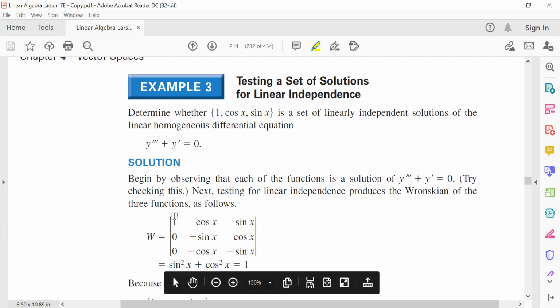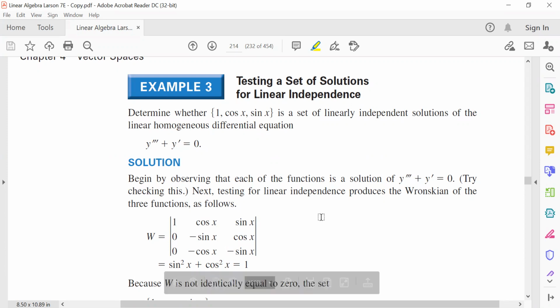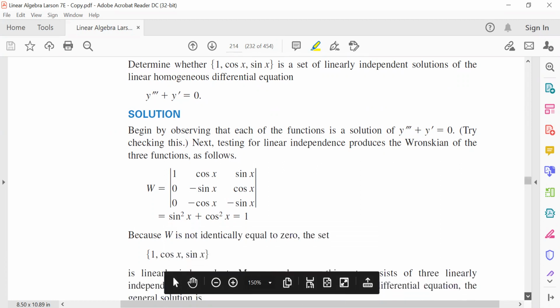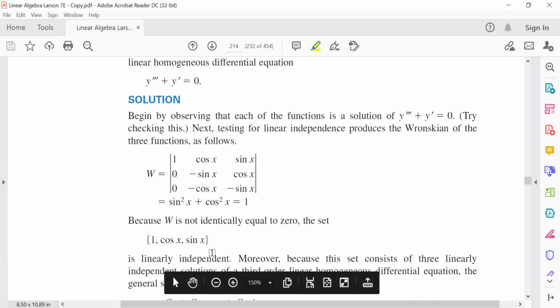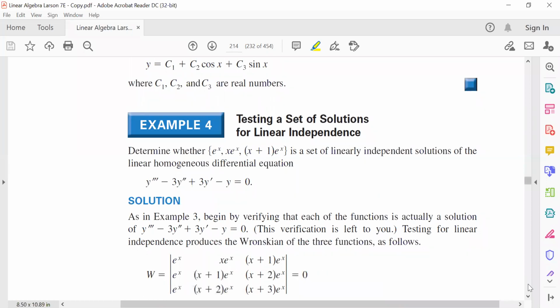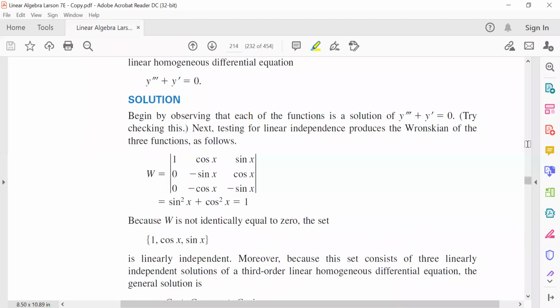By the way, I would definitely do this determinant on the first column because you have all 0s. Anyway, you wind up getting sine squared plus cosine squared, which is equal to 1, which is never 0 because it's a constant 1. That means that 1, cosine x, and sine x are indeed linearly independent, and they would be your three linearly independent solutions of the original differential equation y triple prime plus y prime equals 0.